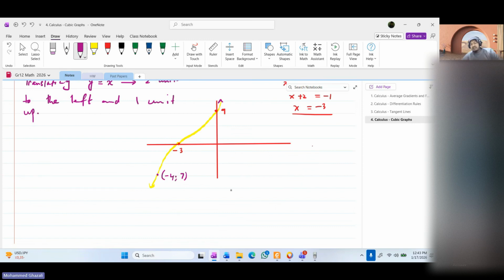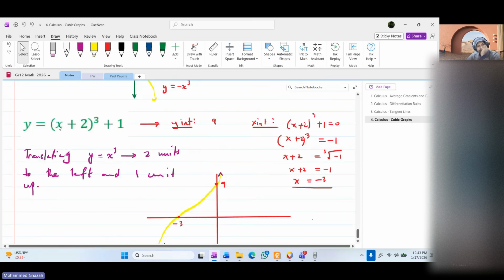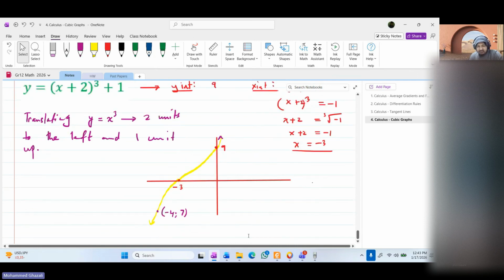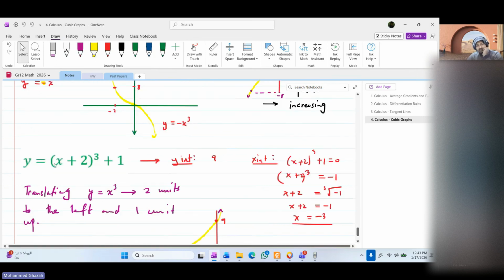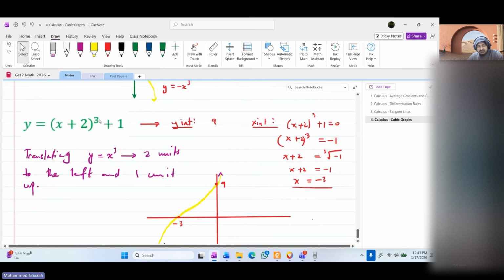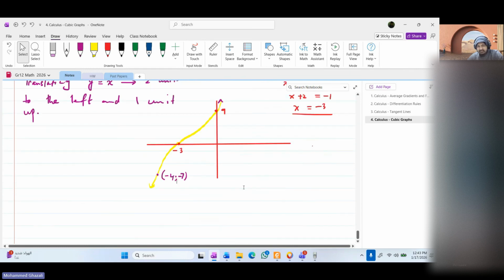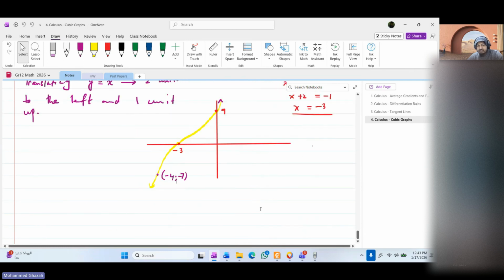Okay. And -4 and 7 does lie on this cubic function. Sorry, -4 and -7 lies on the cubic function. Let's check. If I substitute -4 inside here, -4 plus 2 is -2, all cubed is -8, plus 1 is -7. Yes. So this is my cubic function. Okay. We just use translation.